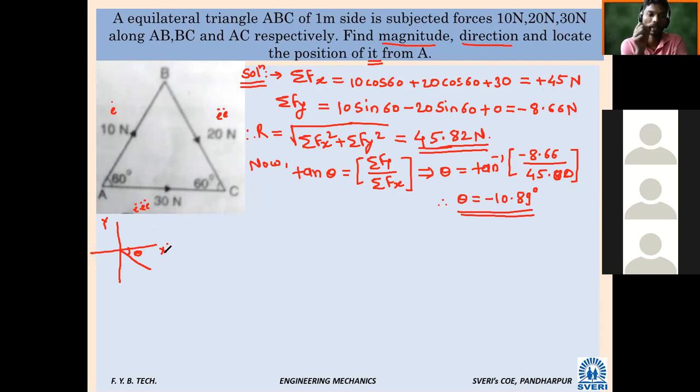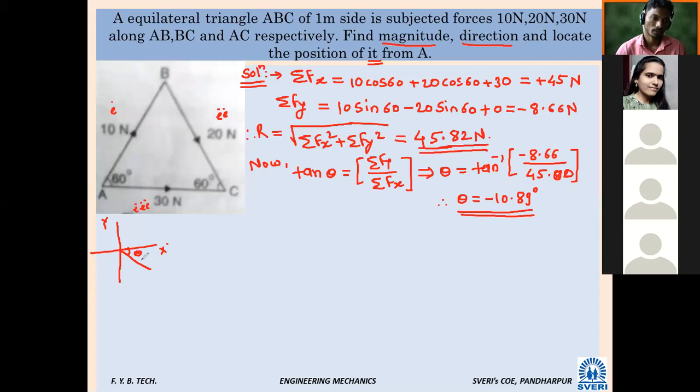Depending upon the direction of x and y, or summation Fx and summation Fy, we have to fix the quadrant. In the downward direction, because summation Fx is positive and summation Fy is negative. Up to this, there is no problem; we can show it easily. Now, most important, it is asked to locate the position of it. This point is A right now, so at point A we have located it.